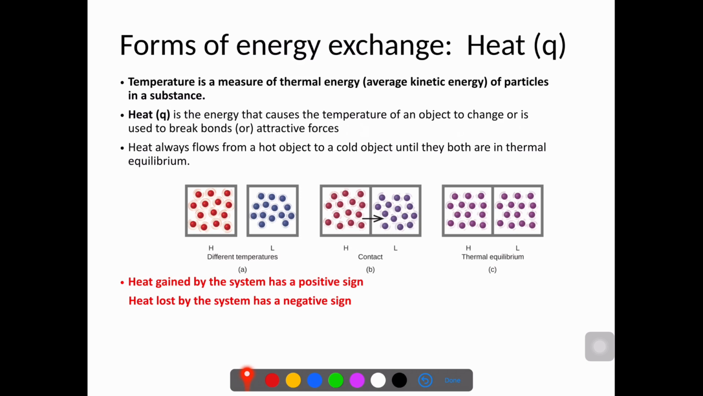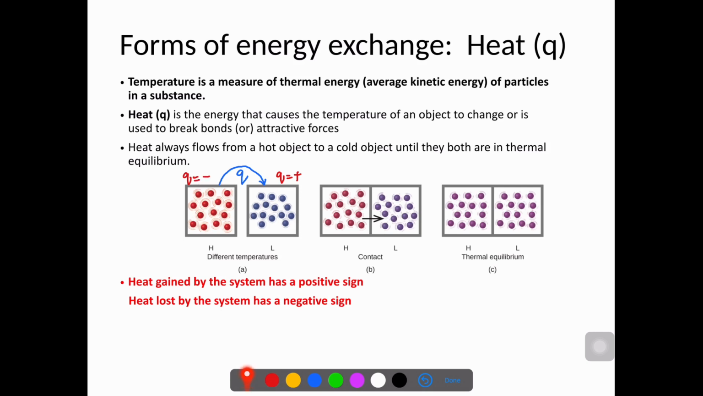Now we said heat is energy that causes temperature to increase or decrease. Heat always flows from a hot object to a cold object. So if you have a hot object here, there are more agitations in the molecules. So this contains a lot more internal energy than a colder substance. And heat always flows from the hot object to the cold object. Heat is represented by Q. And we said heat gained by the system is positive. So if Q is gained by the system, we say Q will be positive here for this system. And if Q is lost by the system, Q will be negative here for the system on the left-hand side.